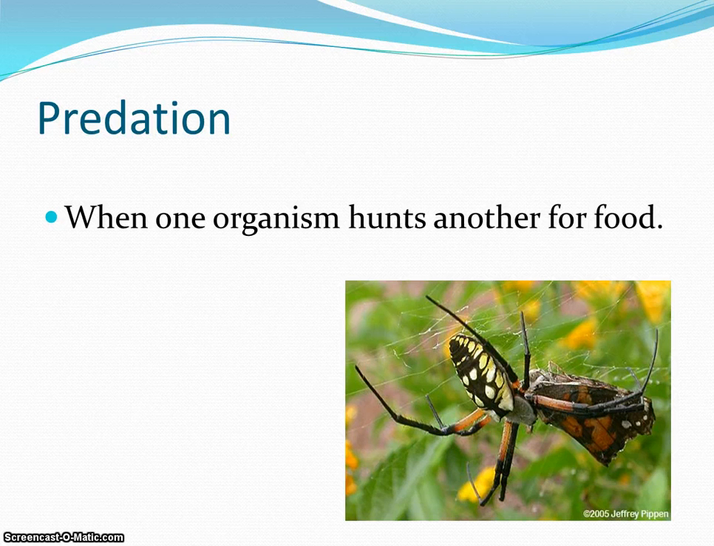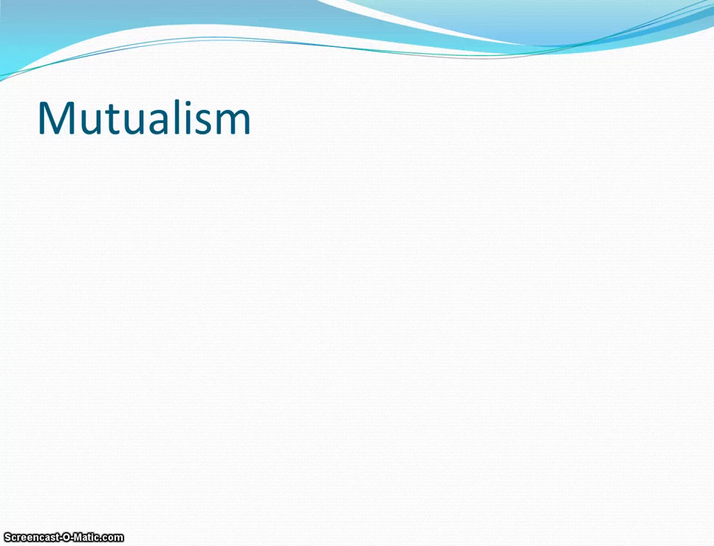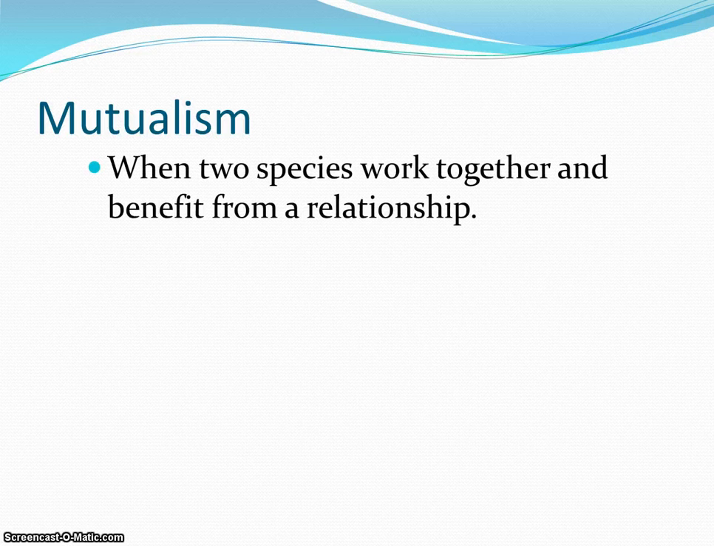Next one we have is mutualism. This one may be a new term for you. Mutualism means when 2 species work together and benefit from a relationship. So each organism is getting something out of that relationship. If you're in a relationship yourself, boyfriend, girlfriend, fiance, wife, husband, whatever, you want that to be a mutualistic relationship. You both want to work together and get something out of that relationship. You don't want to be the one doing all the work in a relationship and someone just mooching off you. You don't want that. You want to be mutualism.